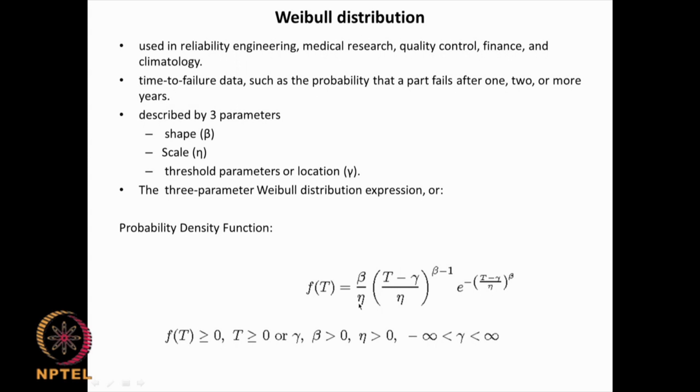Gamma is the threshold parameter or location. If gamma is 0, that means your data starts from the origin, whereas if gamma is greater than 0, that means the whole curve gets shifted to the right, whereas if gamma is less than 0, the whole curve gets shifted to the left. So, basically what gamma does is shift the curve either to the right or to the left completely. So, these are the 3 parameters available in Weibull distribution.